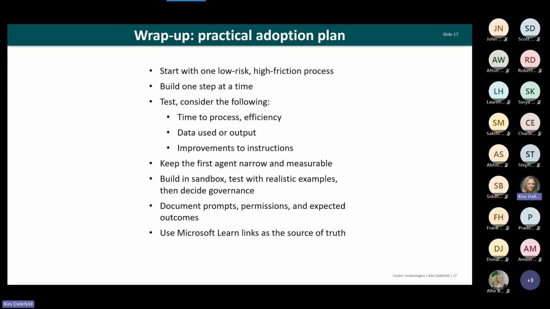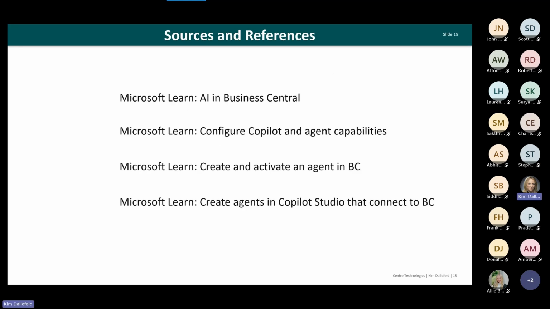Microsoft Learn is where, when it says learn to write instructions, that is taking you to Microsoft Learn. Microsoft Learn is Microsoft's documentation and training platform. And here's a couple of ideas for that. You've got AI in Business Central. It'll teach you about some Copilot and agent capabilities, how to create and activate agents.